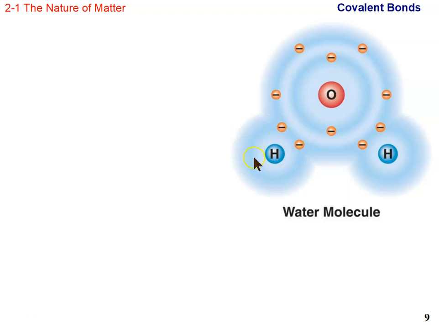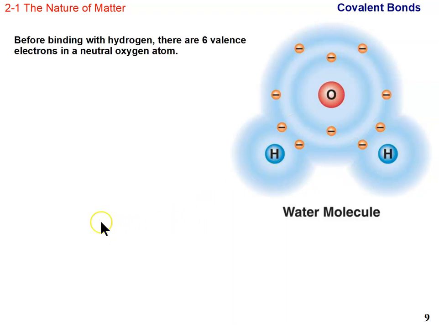Hydrogen only has 1 energy level, and if you'll recall, the first energy level holds 2 electrons. Hydrogen's happy if it has 2 electrons in its outer energy level. So you'll notice if you look at the overall molecule of water, everybody's happy. The oxygen has 8 valence electrons. The hydrogens have 2 valence electrons. And there's sharing going on here. They're sharing electrons. That's what we call a covalent bond. Now, if you think about before binding with hydrogen, there are 6 valence electrons in a neutral oxygen atom. It only has 6.